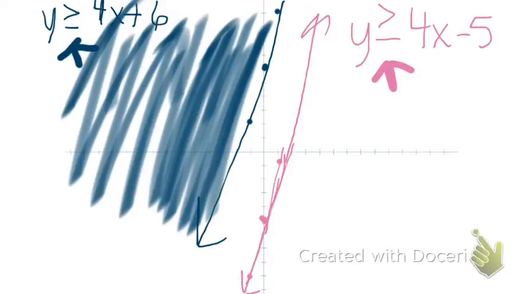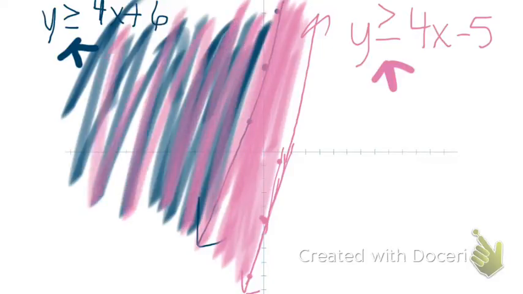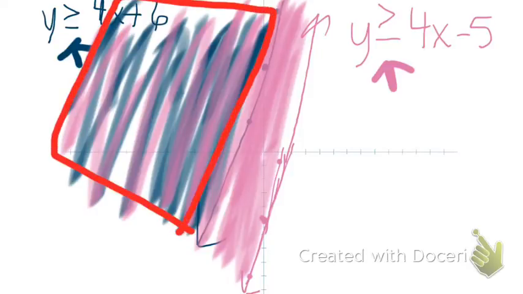And then on what side of the line is y going to be greater than? Well, greater than is going to be on this side. Notice it doesn't overlap here, but when I continue my shading, it overlaps over here. So my solution region is any ordered pair in this region. So there you go.